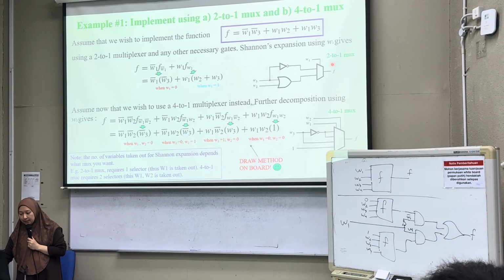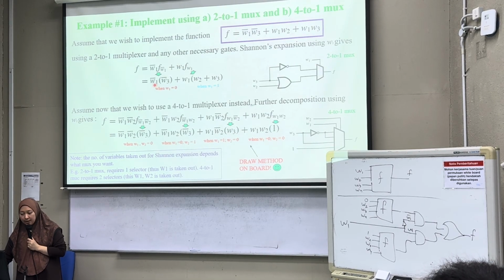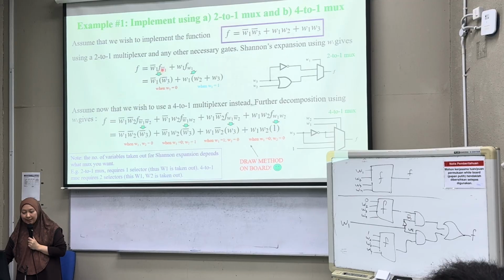Okay, 2-to-1 mux. Here you've got your W1. Here is your select line. When I factor out my W1, that means I'm choosing W1 as my select line. So W1 is my select line here. And then you've got W3 bar into the mux, and here I've got W2 or with W3 into the second input of the mux.